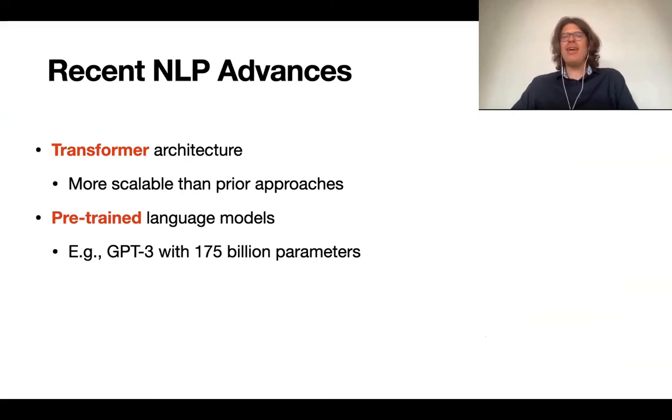One of them being that it is more scalable, and that has in part enabled the creation of large pre-trained language models such as GPT-3, which feature hundreds of billions of parameters. And those pre-trained language models can be specialized for new tasks with relatively little overhead using a process called fine-tuning.